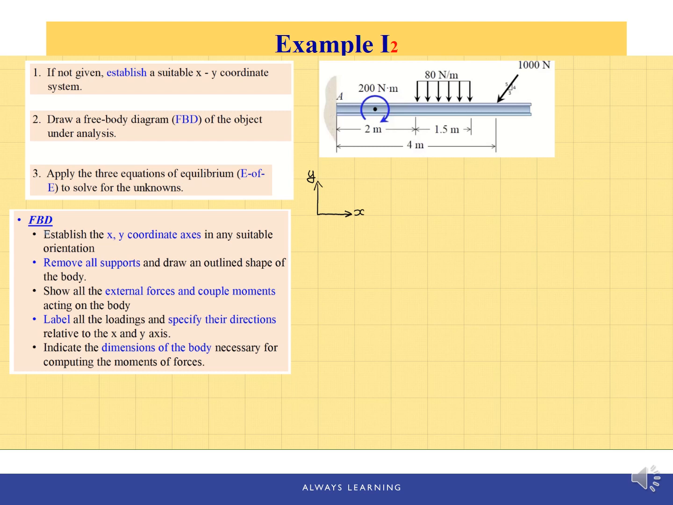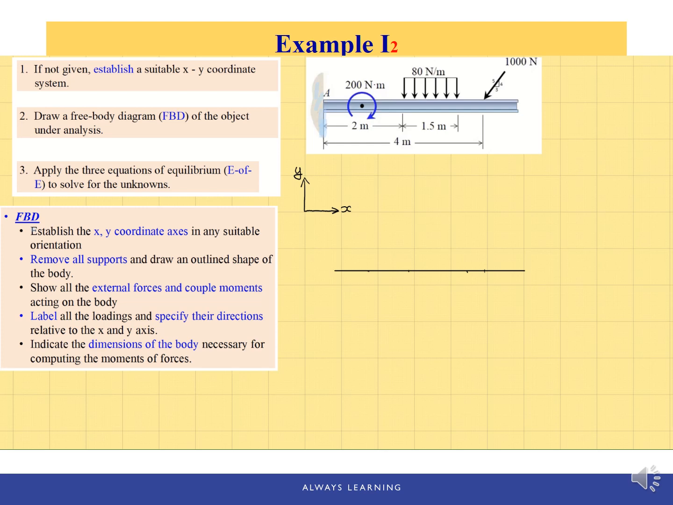And second, we're going to remove all the supports and draw an outlined shape of the body. So in this case, the support is the fixed support, the wall here. So we're drawing the free body diagram of the beam. We're going to remove the wall, only leave the beam, isolate the beam from any supports. And then we're going to note all the external forces and moments on the diagram.